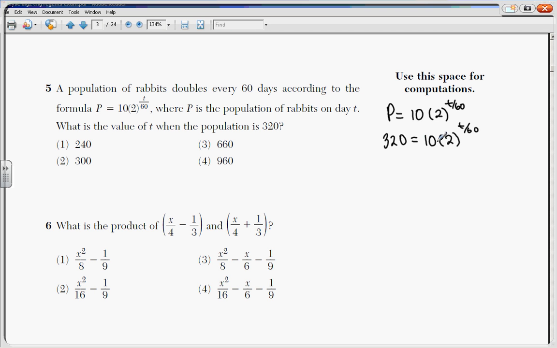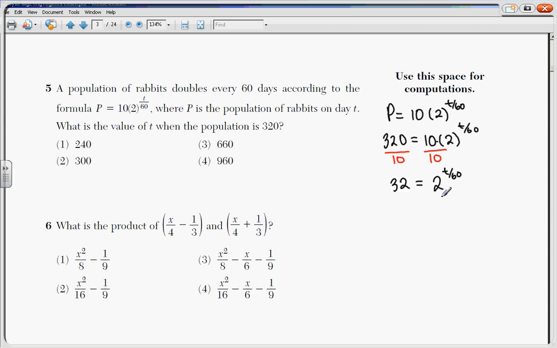So since this has been multiplied by this exponent right here, the opposite of multiplication is division, right? So just divide both sides by 10. And then I'm going to end up with 32 equals 2 to the T over 60.